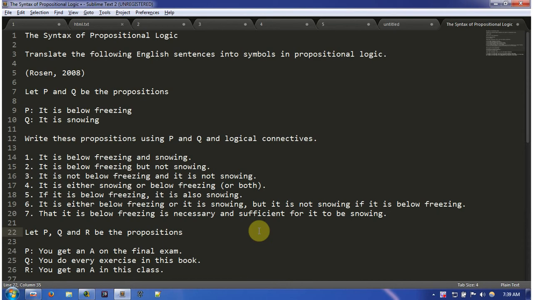Given that we say let P and Q be the propositions P, it is below freezing, and Q, it is snowing. We are to write these propositions using P and Q and its logical connectives. Before we start, let me just reiterate our precedence rules: the highest priority is not, followed by and, then or, and then if-then. And the lowest priority is if and only if.